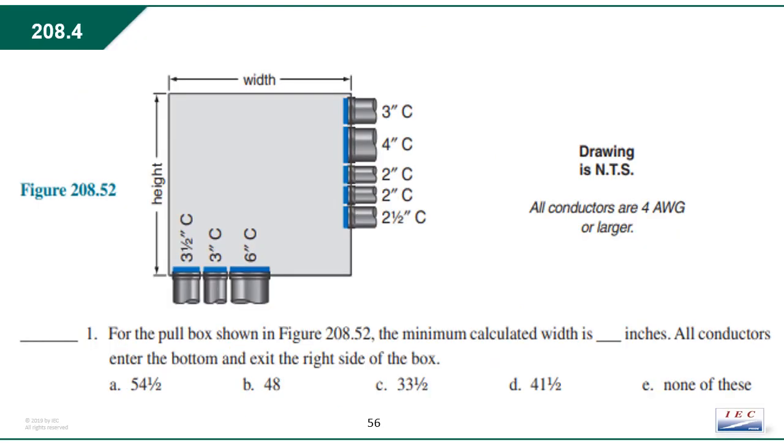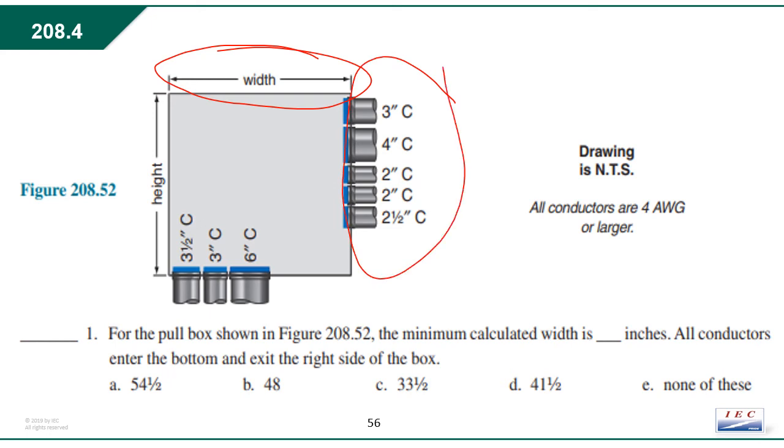Now for a right pull, or a right angle pull, not going straight through. For the pull box shown in figure 208.52, the minimum calculated width is blank inches. All conductors enter the bottom and exit the right side of the box. So we're calculating what? The width. We're looking for this guy right here. So that being said, I need to use this wall here to determine my width. What is the largest conduit on that wall of the box? Well, that would be my 4-inch.